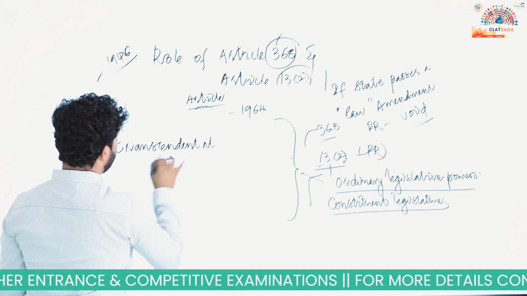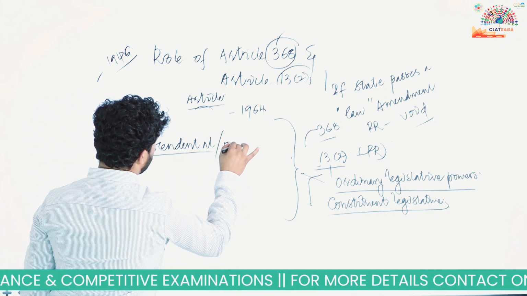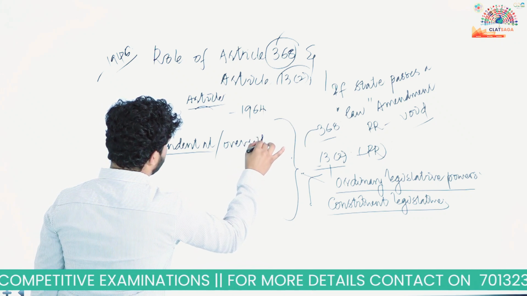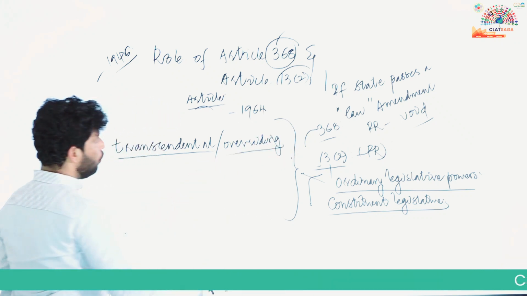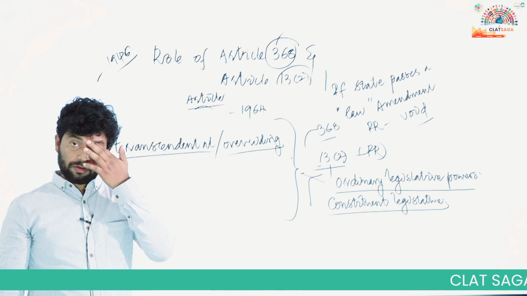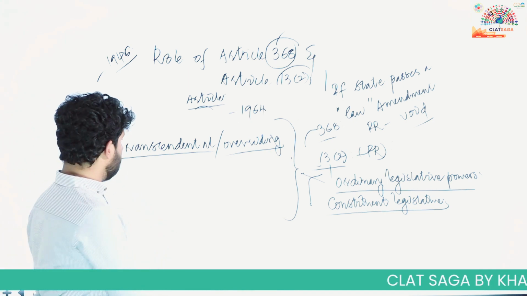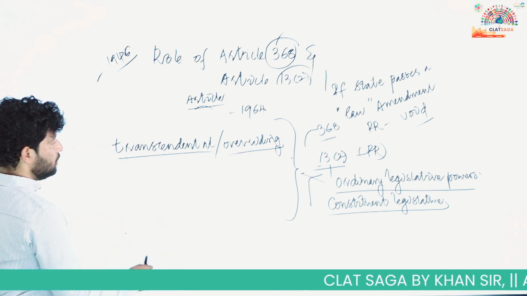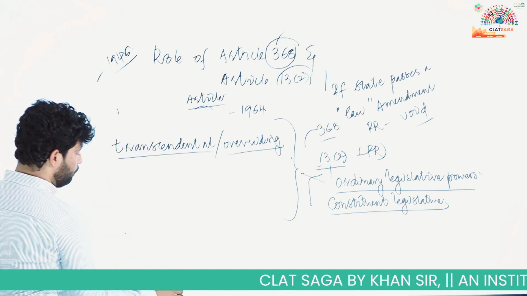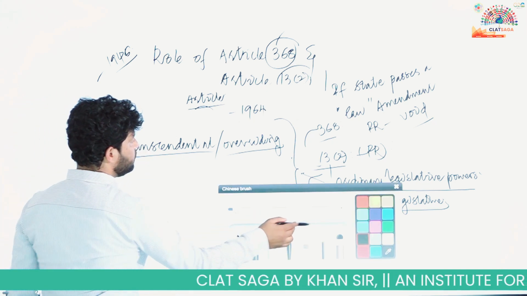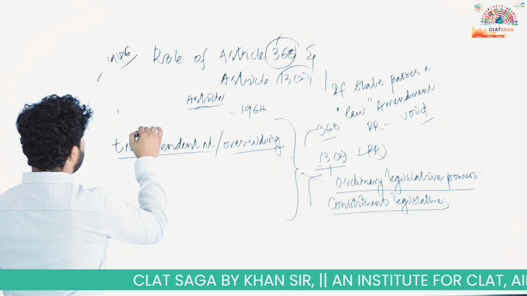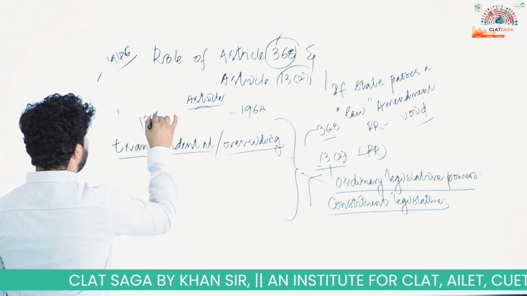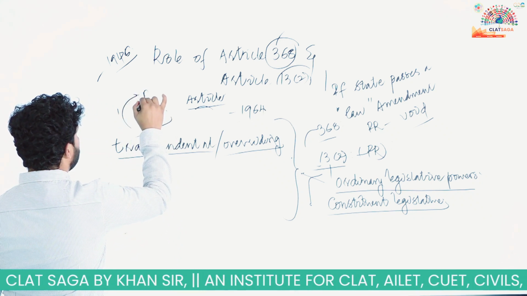Transcendental in nature means overriding authority. It has an overriding authority. What you need to understand here is that Article 13 subclass 2 becomes very powerful, whereas the fundamental rights become subordinate to it, and Parliament becomes subordinate to the FRs.